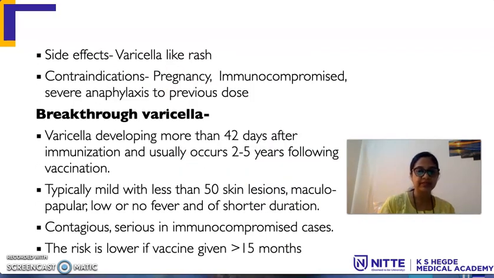Children may develop a varicella-like rash after receiving the varicella vaccine. Pregnancy, immunocompromised individuals, HIV individuals where the CD4 count is less than 15%, and severe anaphylaxis to a previous dose are contraindications to giving this vaccine. Even if the child is vaccinated with varicella, sometimes they may develop varicella infection, which is called breakthrough varicella. Generally, it happens between 2 to 5 years following vaccination. It is a mild disease, the skin lesions are less than 50, and fever may be very mild or there may not be fever. If it is there, it is of very short duration. However, it is contagious.